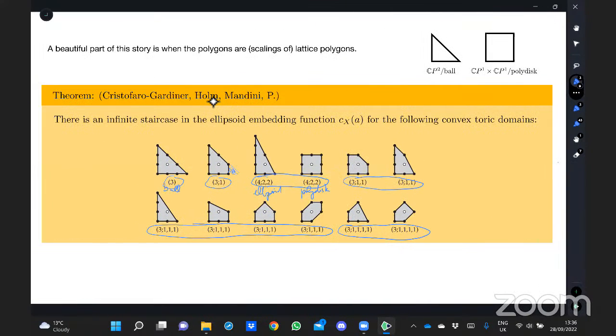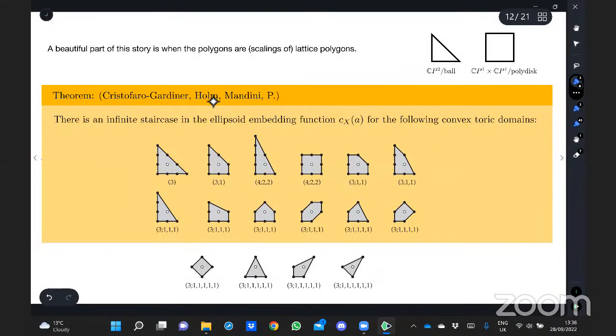Some of you might recognize this collection. These are reflexive polygons, so they're lattice polygons with exactly 1 interior lattice point. And you might recognize that there should be 16 in this collection, and I only have 12. So here's the other 4.